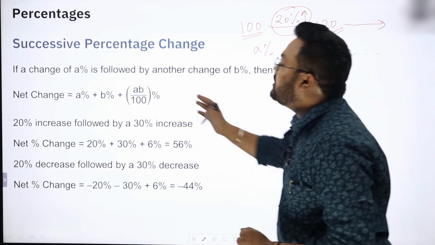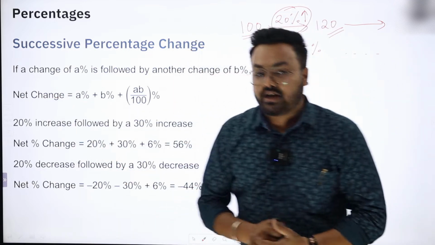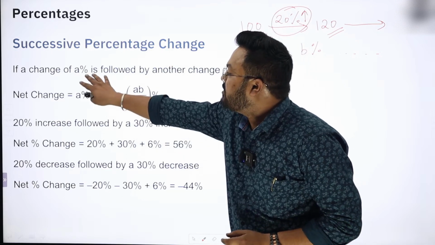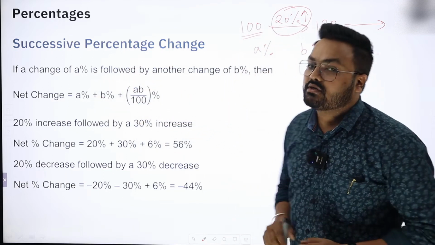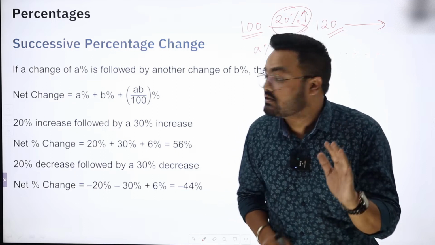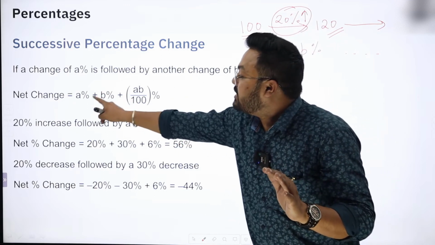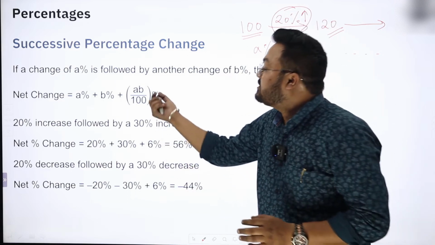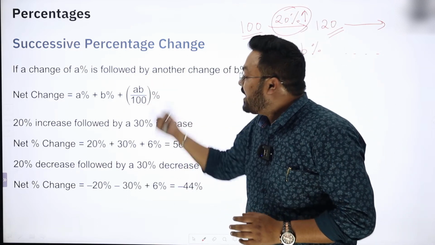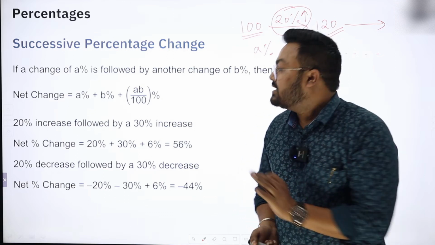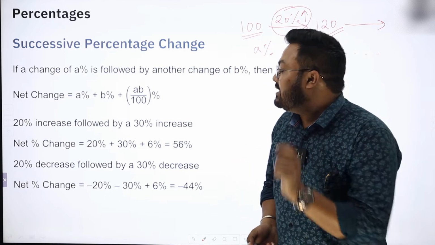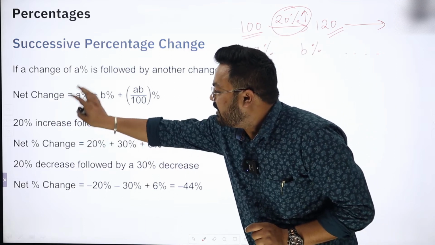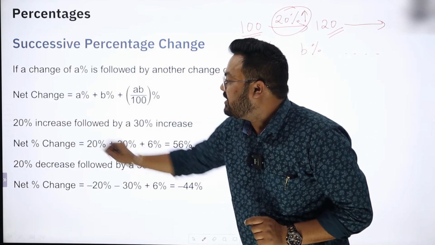There is a formula to find out the net change. If there are two changes, that is A percent followed by B percent, then the formula is A percent plus B percent plus A into B, that means the product of these two, divided by 100, and percent sign. Now let us see one case, where A is a 20% increase.